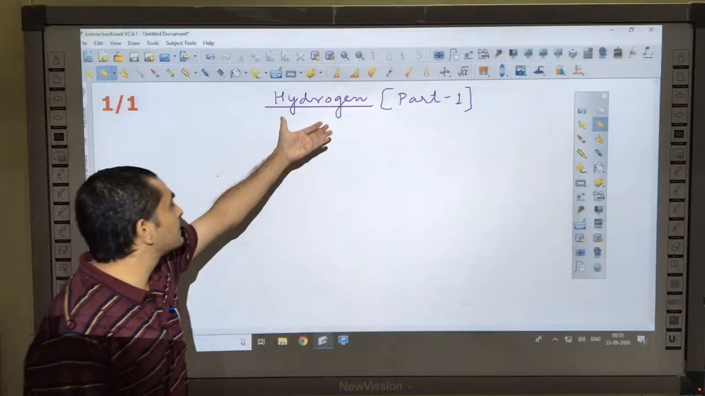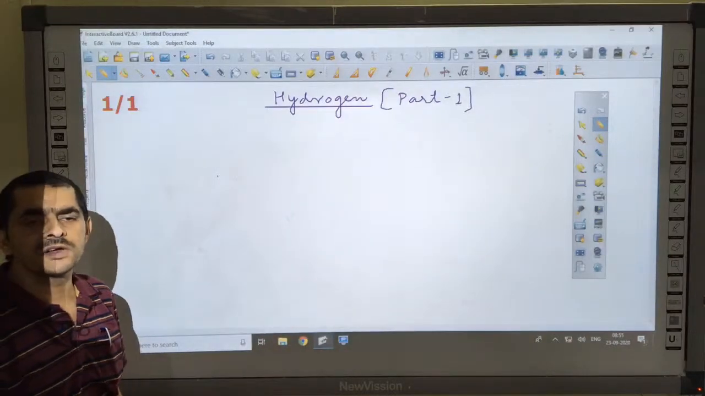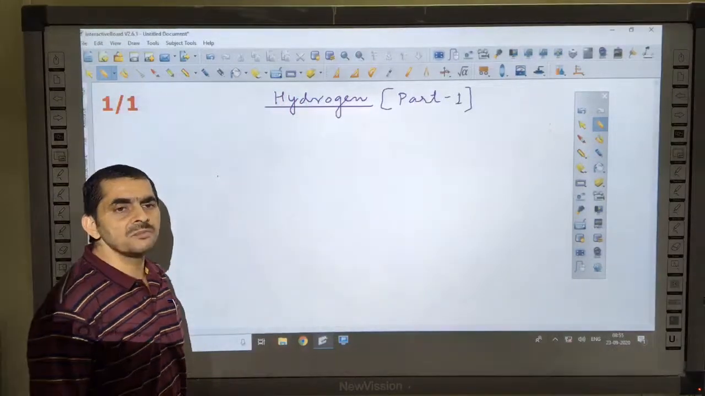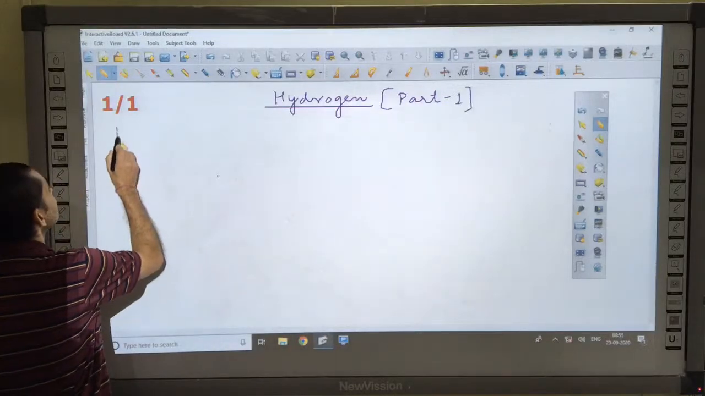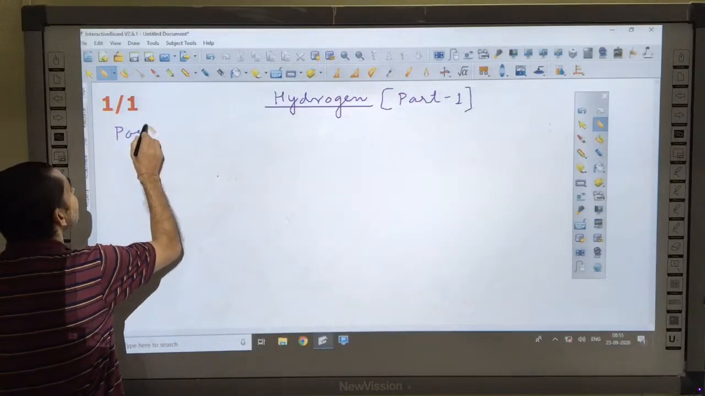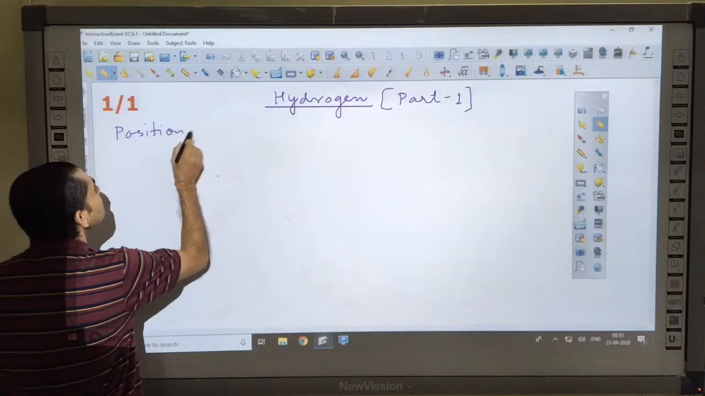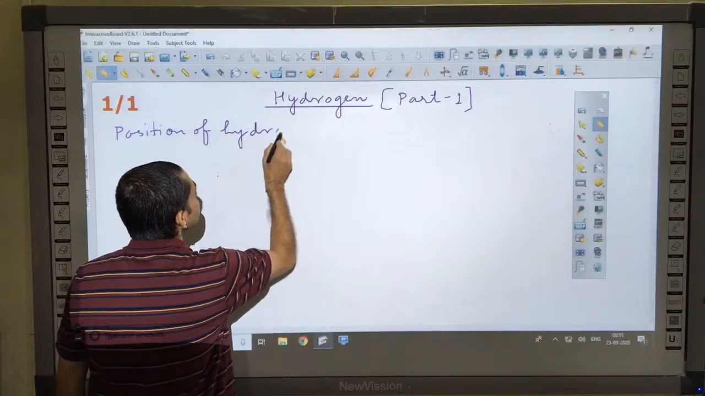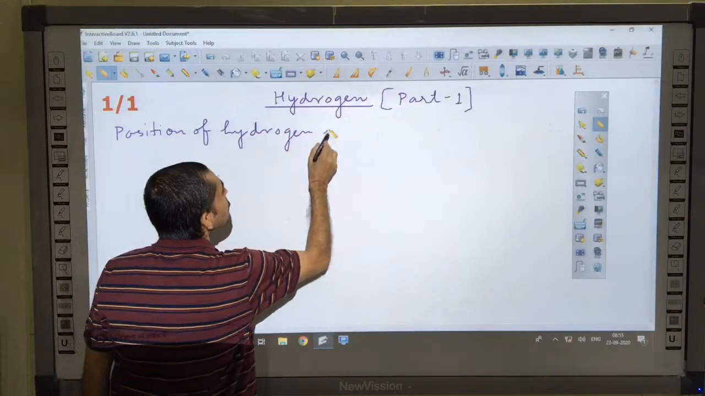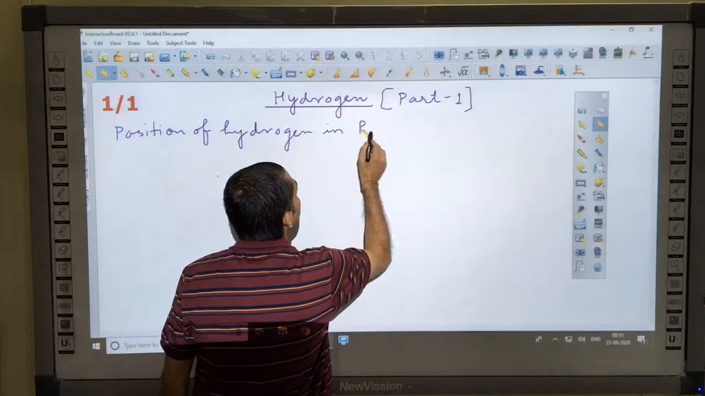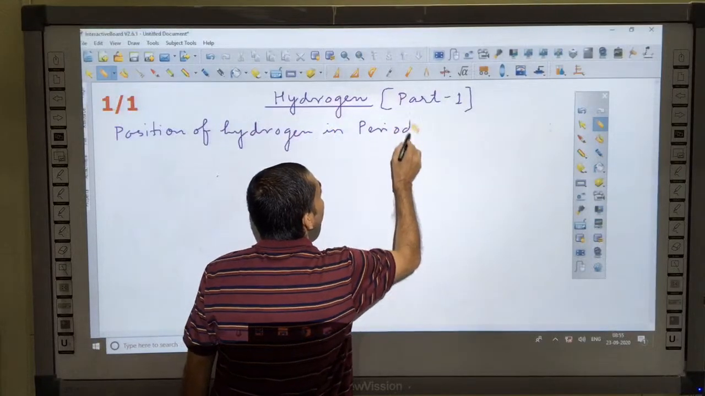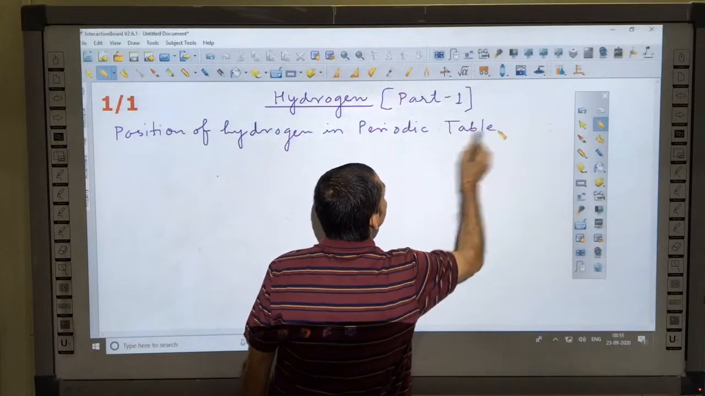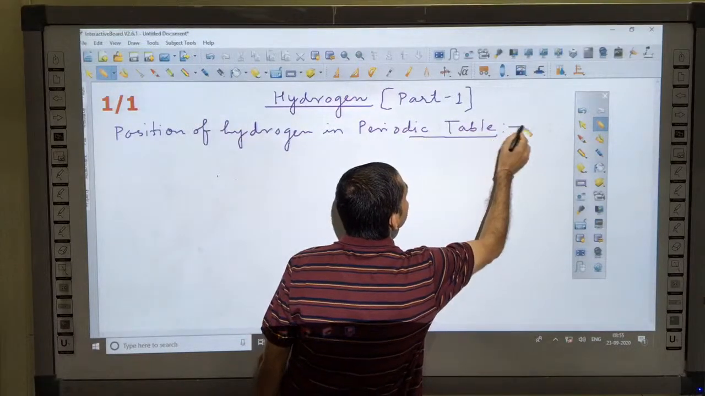Now, you are familiar with hydrogen. You know well about hydrogen. First, we are going to discuss the position of hydrogen in the periodic table. What about the position of hydrogen in the periodic table?